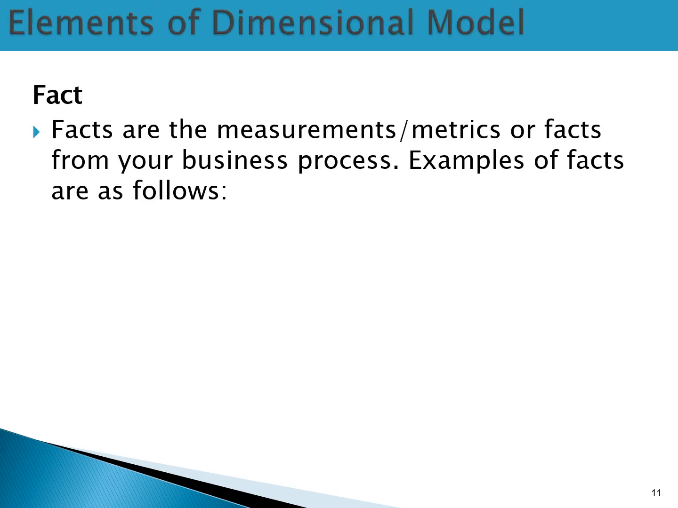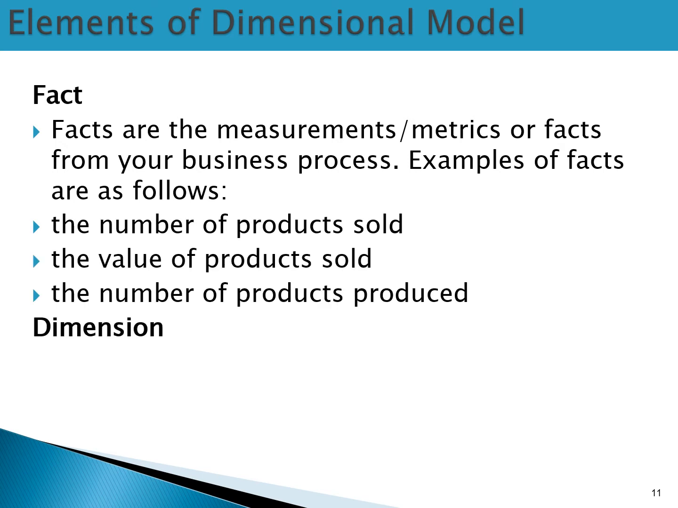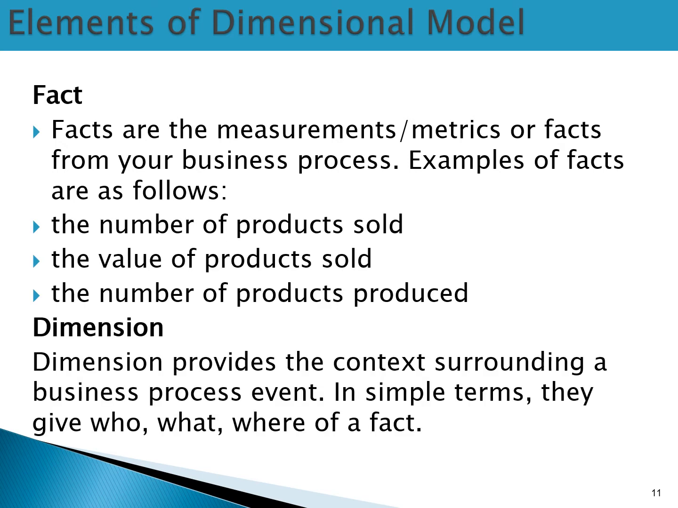So, the elements of the dimension model. First is the fact. So what is a fact? Facts are measurements, metrics, or facts from your business process. Examples of facts are the number of products, value of price, cost, profit, average.